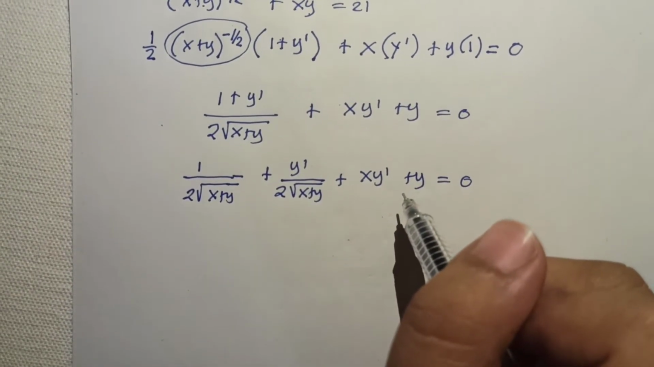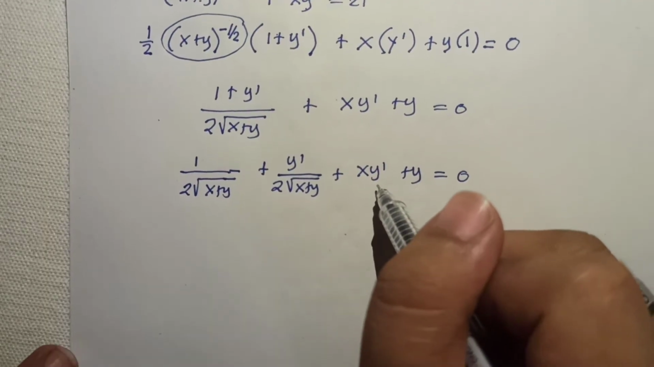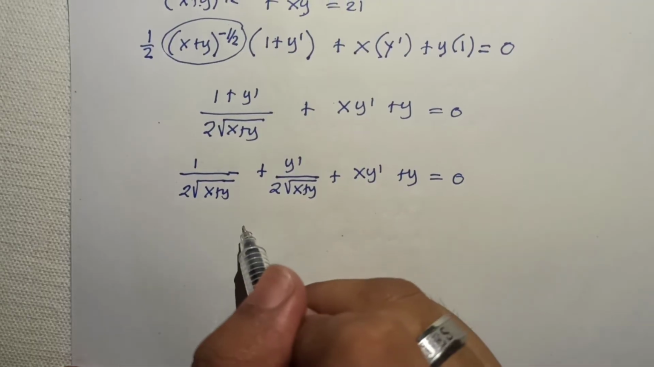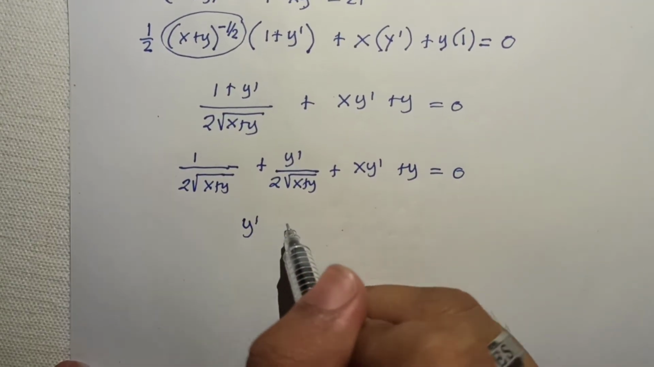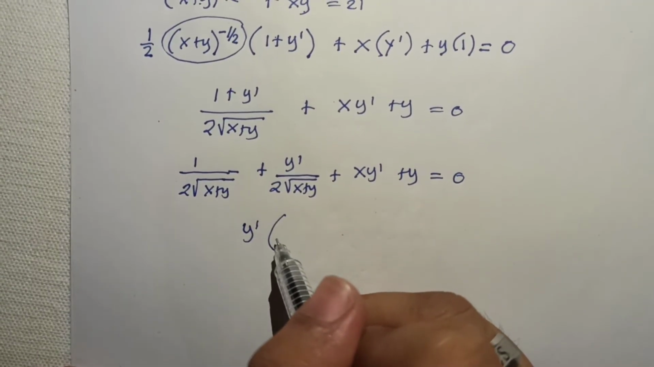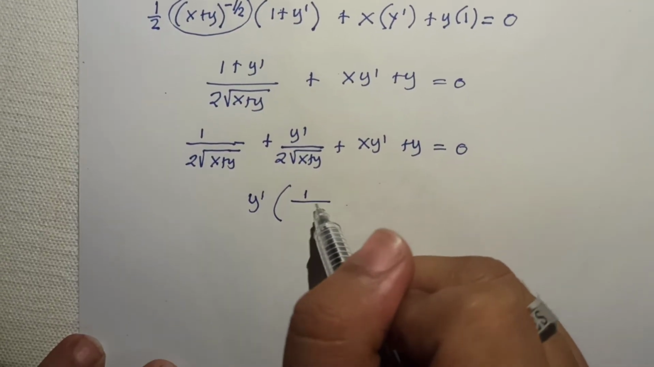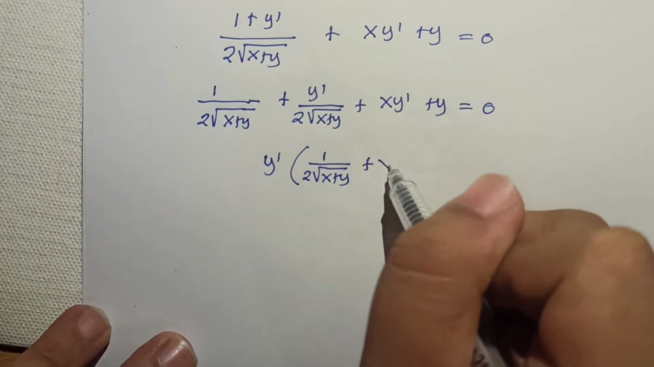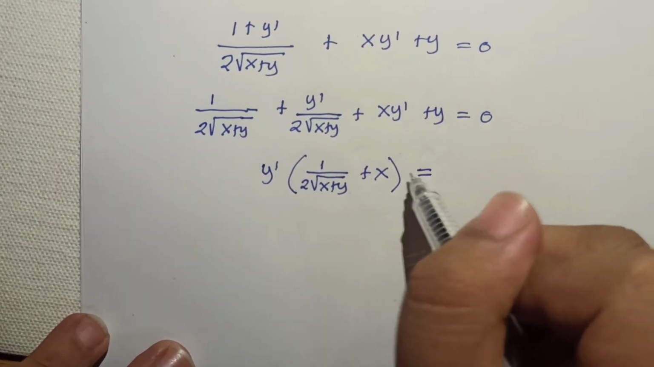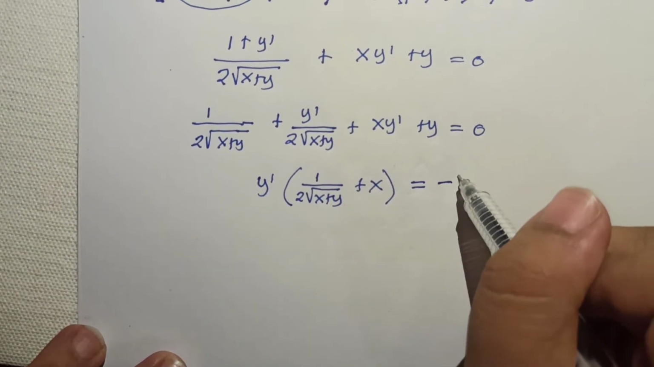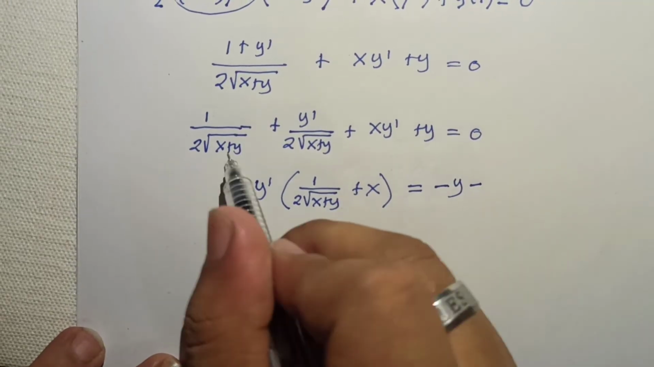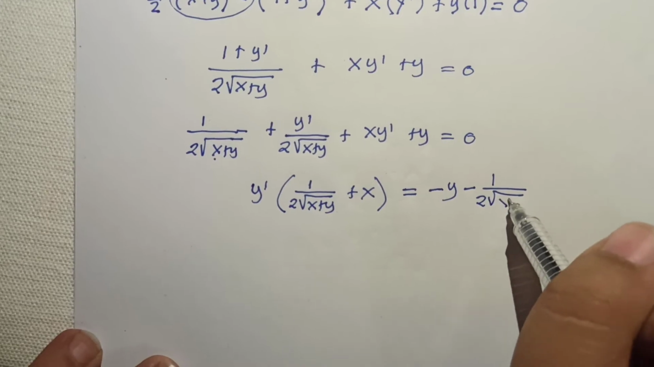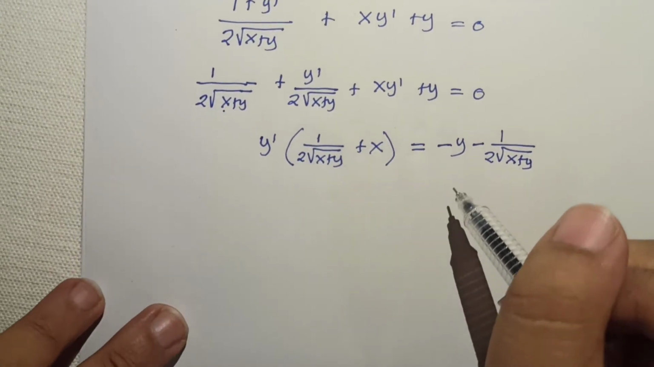So we have to get the y prime. In order to get the y prime, we need to combine first as 1. So we need to have the factor y prime is equal to 1 over 2 the square root of x plus y plus x, and being transposed here, negative y minus, and this will become 1 over 2 square root of x plus y.